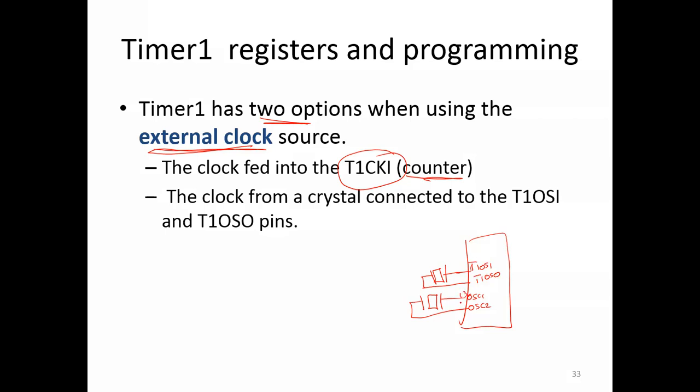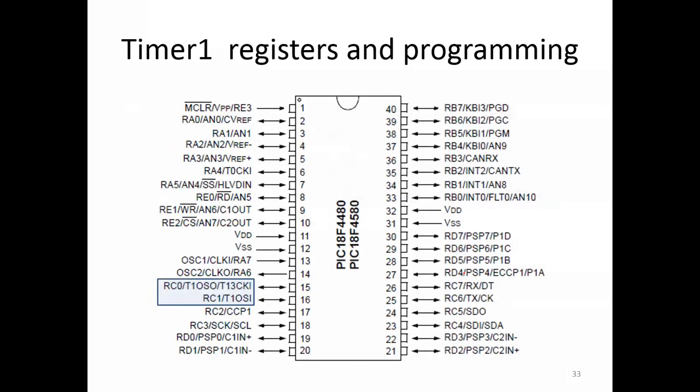Here we have the pins 13, 14, and here we have the other pins. For the main oscillator, we have the pins 13 and 14, and for timer 1, we have the pins 15 and 16.